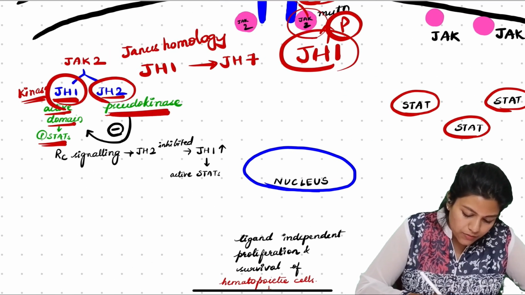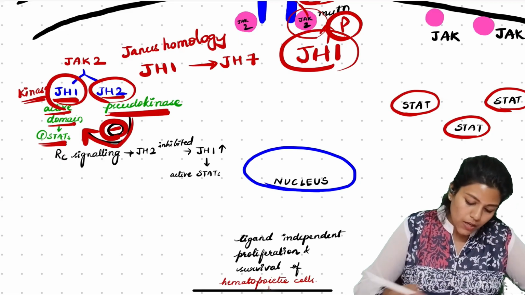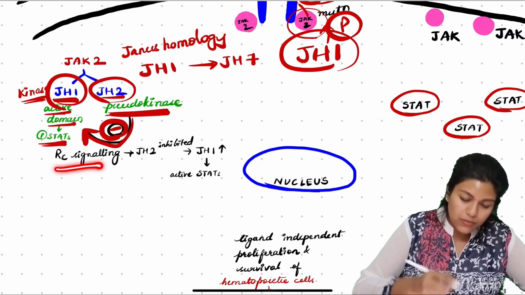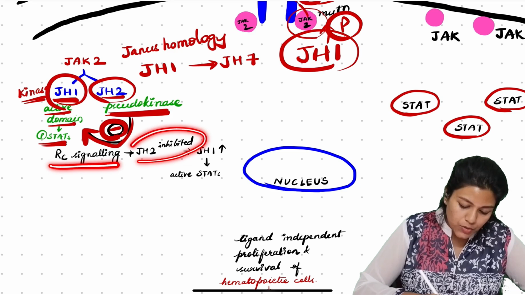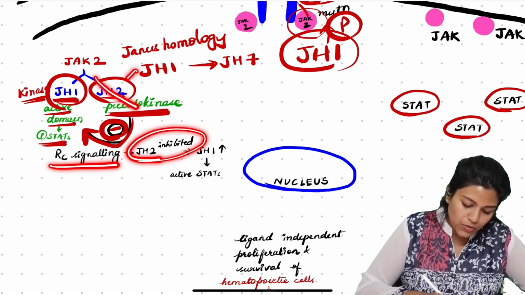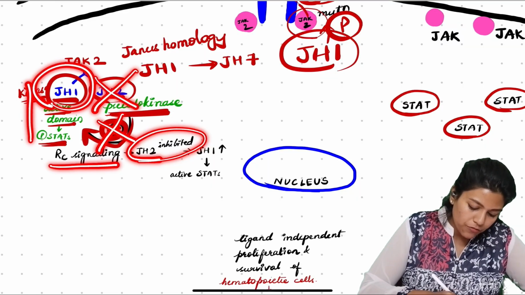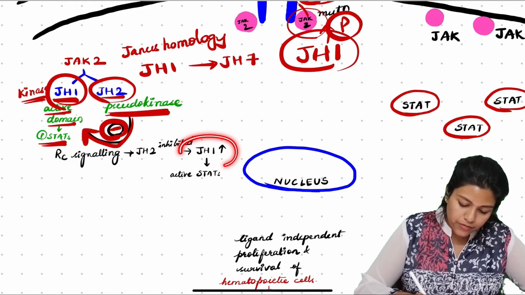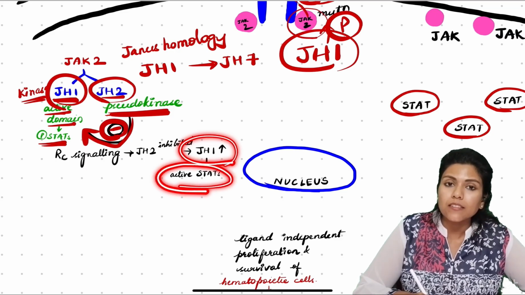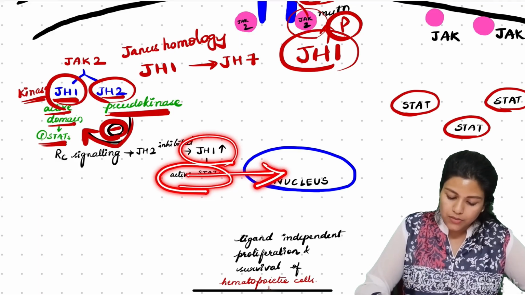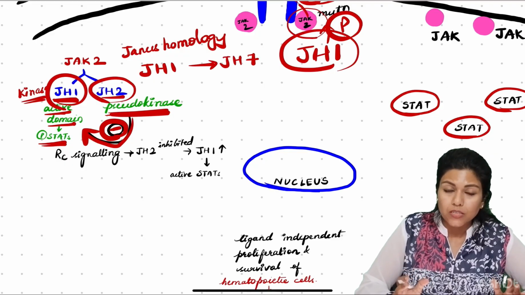JH2 is a pseudokinase that has an inhibitory effect on JH1. So whenever erythropoietin is binding to the receptor and receptor signaling occurs, the JH2 will be inhibited. With JH2 inhibited, the inhibitory control is lost. JH1 is now free to act. What is the normal function of JH1? To phosphorylate the STAT and activate the STAT, causing nuclear translocation and transcription of genes. This is the normal JAK2 function.